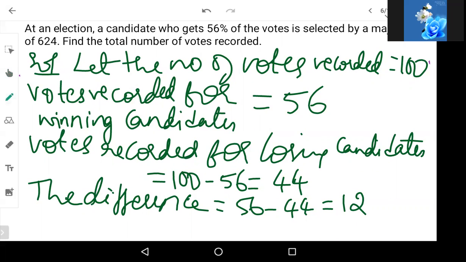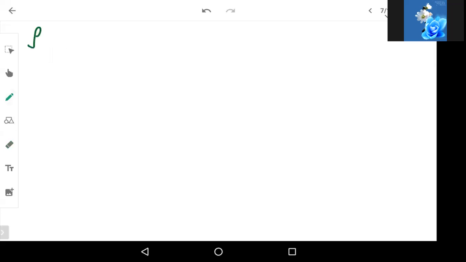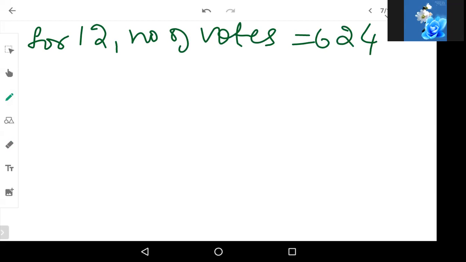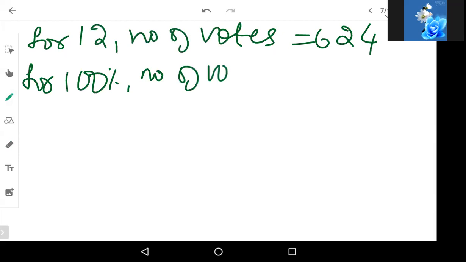Now, for that difference of 12% or 12 people, the number of votes, let me put that in the next page so that you don't get confused. For 12% of the votes, the number of votes is 624. For 100%, the number of votes is how much? For the difference of 12%, the number of votes is 624. That is how they get the majority. For 100%, what will be the total number? That is what we have to say.